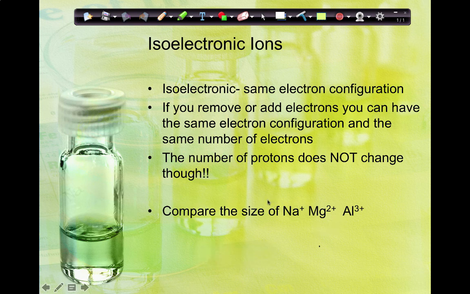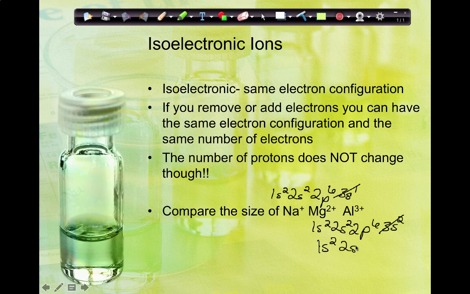Well, let's look. Sodium with a positive 1. Sodium's normal configuration is 1s2, 2s2, 2p6, 3s1. With a plus 1, we're going to remove that 1 electron, so that's the configuration. For magnesium with a positive 2, magnesium's configuration is 1s2, 2s2, 2p6, and then 3s2. When it has a positive 2 charge, we lose those last 2 electrons. They have the same configuration here. Same thing for aluminum. Its configuration is this. It loses 3 electrons, so it loses these 3 right here. So they all have the same configuration.